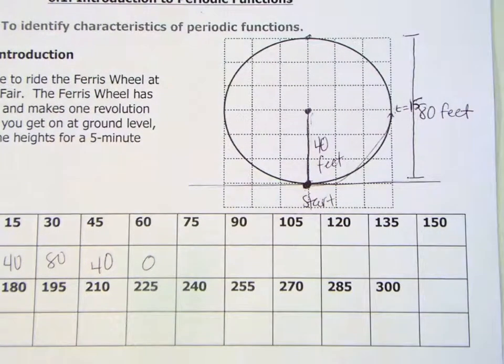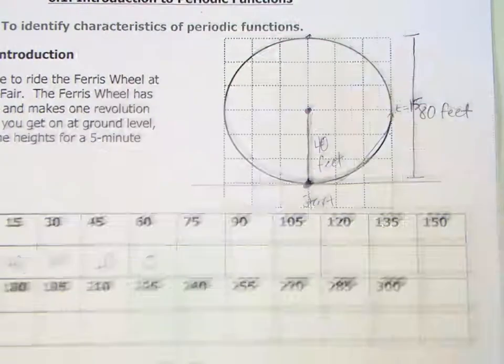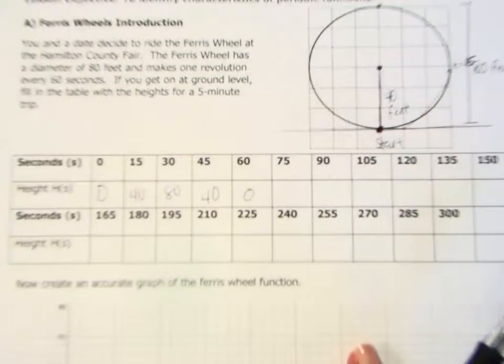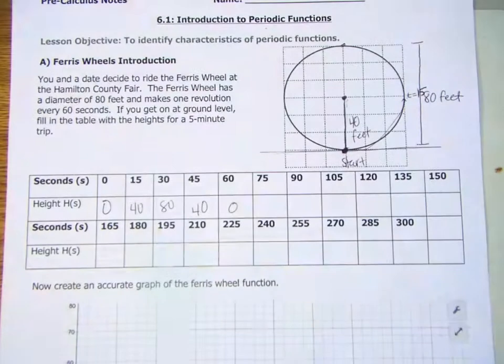So here's what I want you to do. I'm going to have you do this with your table. I'm going to give you like 3 or 4 minutes. I want you guys to fill in the heights for the rest of these time values. Okay, so do that now. I want you to finish all of those, so all the way through 300 seconds.